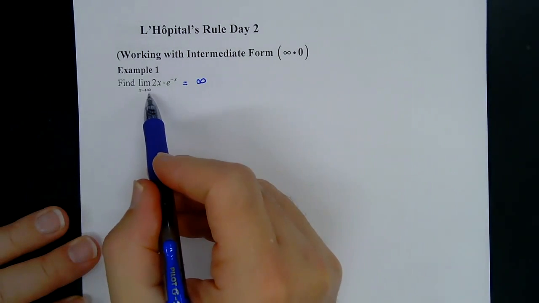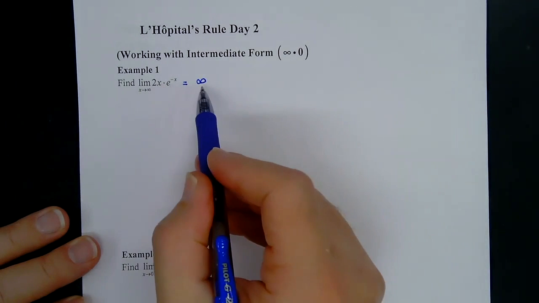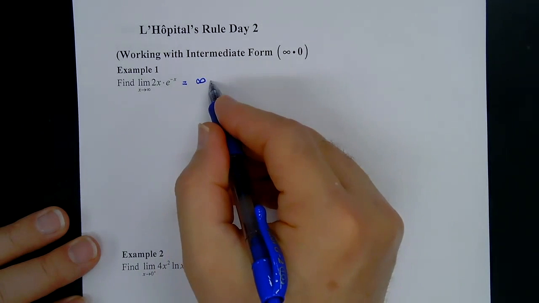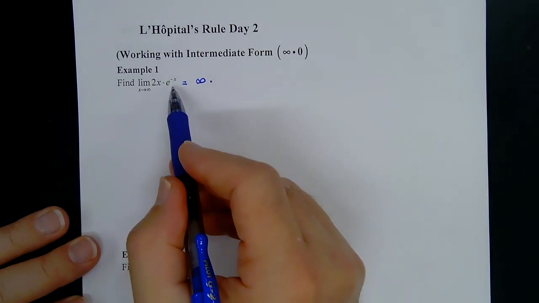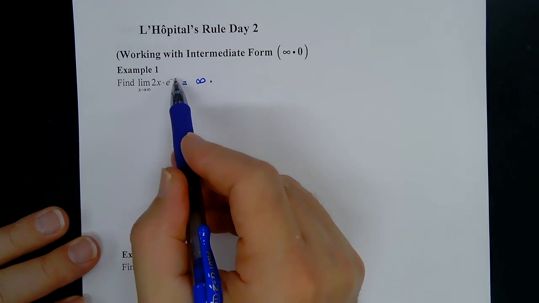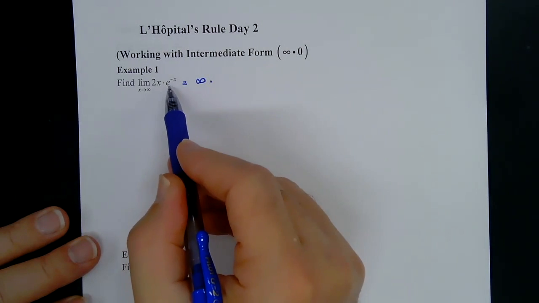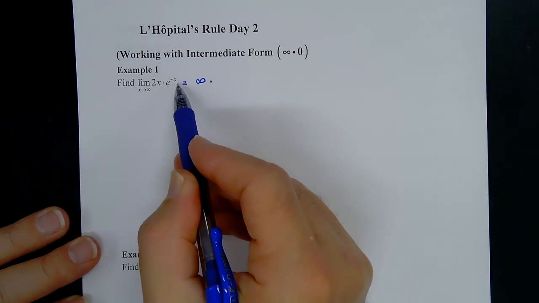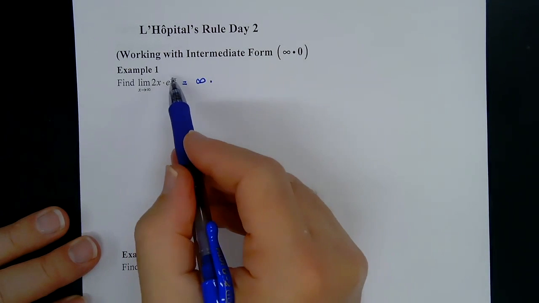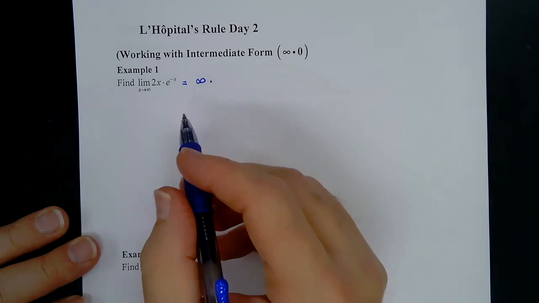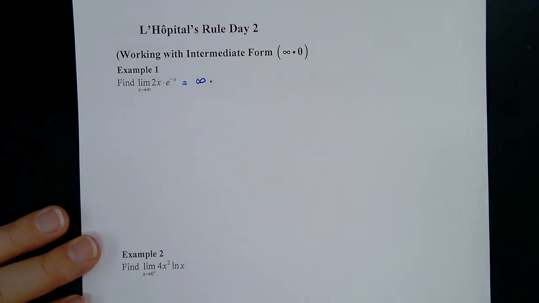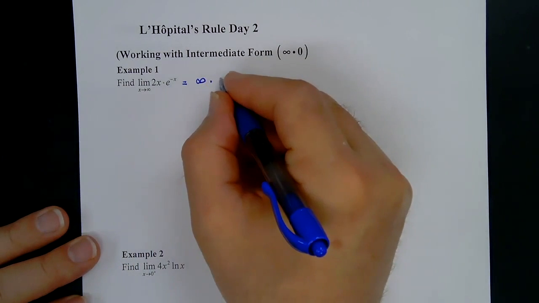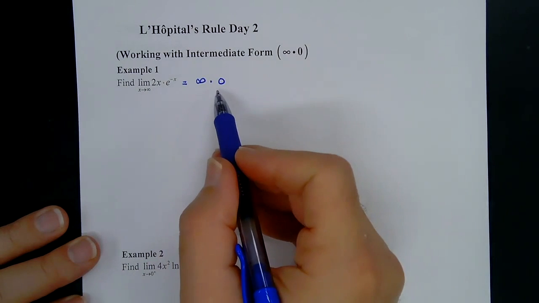Because the limit as x approaches infinity of 2x is just going to be infinity, times. Now, this is going to be a really big negative value. Let's say a million, so this is e to the negative 1 million. Well, that'd be 1 over e to the 1 million, using the negative exponent. So that means we have 1 over a really big number, and that would be 0. So what we have here is infinity times 0.